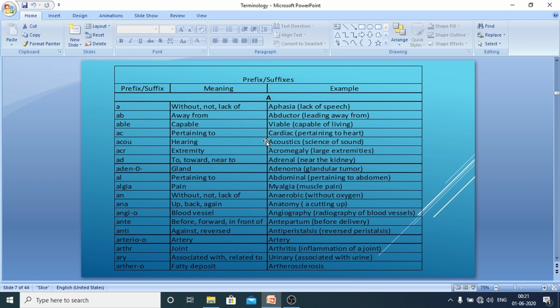Prefixes and suffixes. Here I wanted to give the simplest definition for prefix and suffix. When a word part is placed in front of the root word, it's called a prefix, and if it is placed at the end of the root word, it is called a suffix.